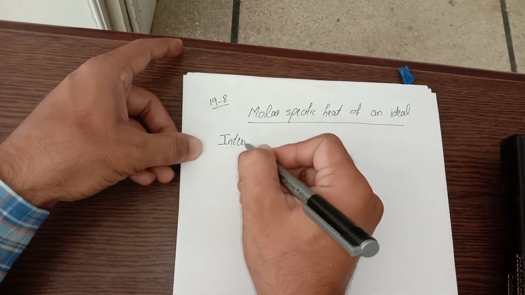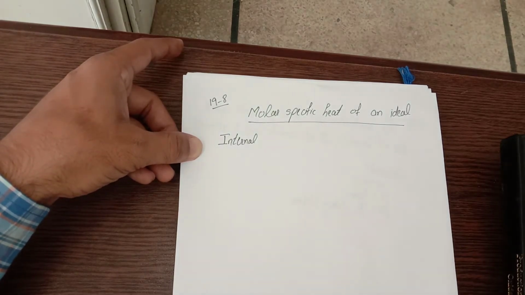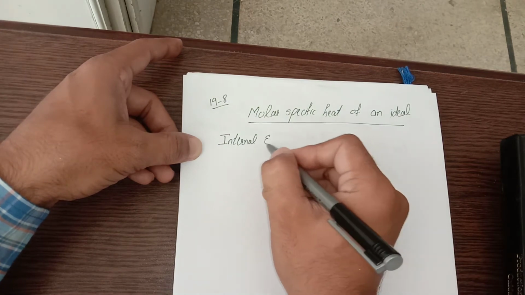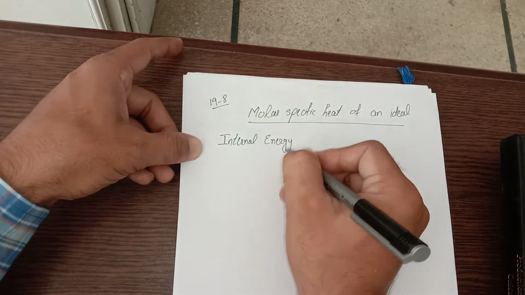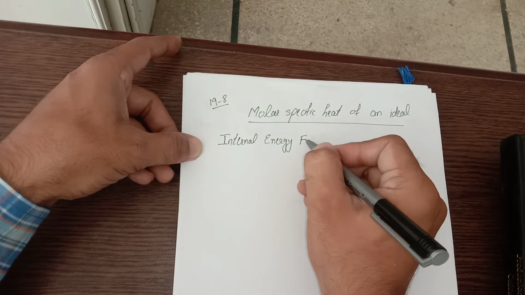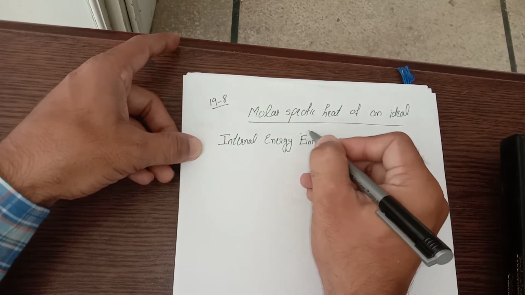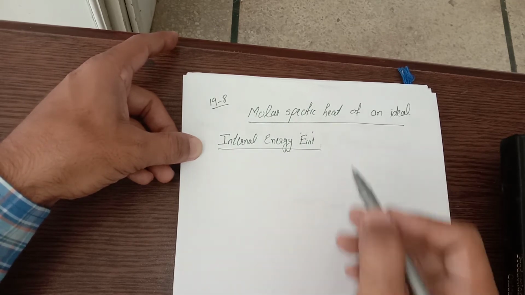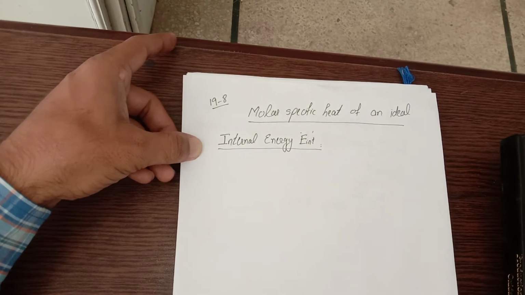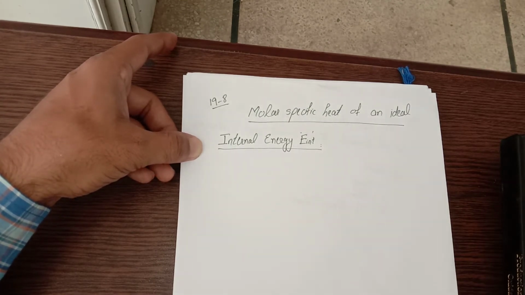We have previously discussed specific heat at constant volume and pressure, but that was not the case of an ideal gas. In this lecture, we will be discussing all these quantities with respect to the ideal gas. Now first look at internal energy of an ideal gas.